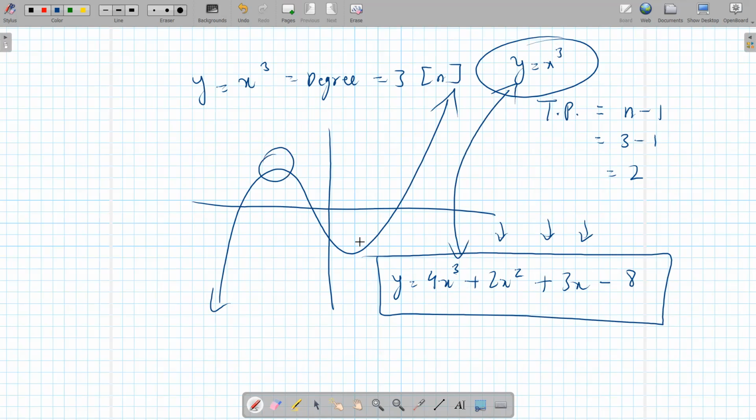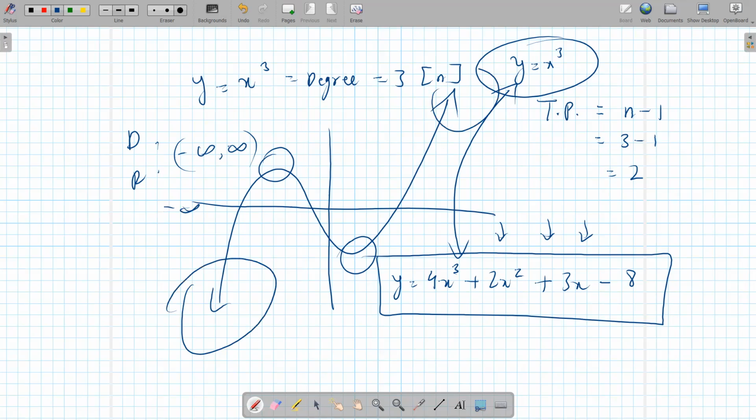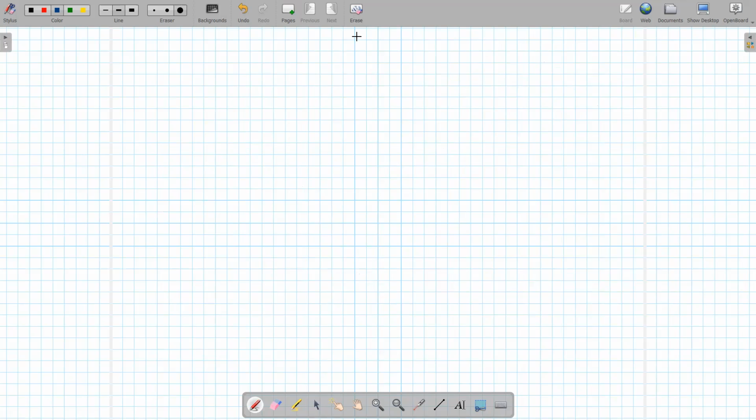Now it has 2 turning points. It's an odd degree function. The domain and range, both of them are negative infinity to positive infinity. On the x, it goes forever. On the y, it also goes forever if you follow this and extend it.